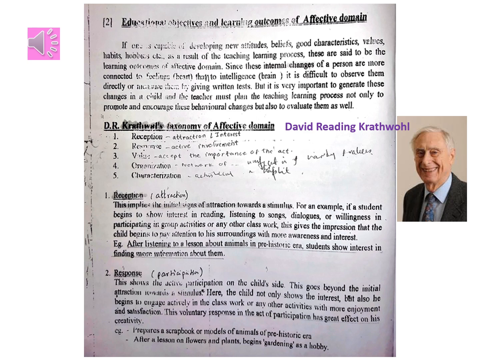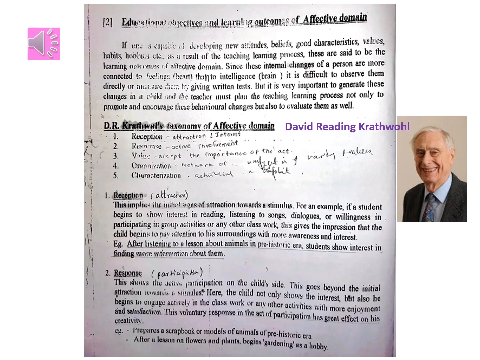Here, the child not only shows the interest, but also he begins to engage actively in the classwork or any other activities with more enjoyment and satisfaction. So here now the child gets engaged actively in the activity now. All right. Earlier the interest, now the active participation, involvement.